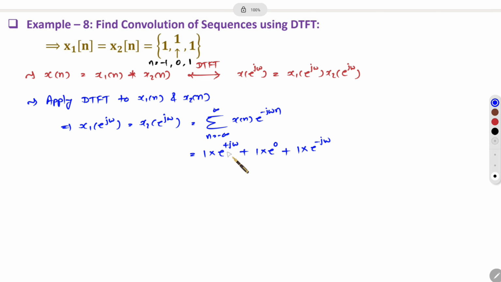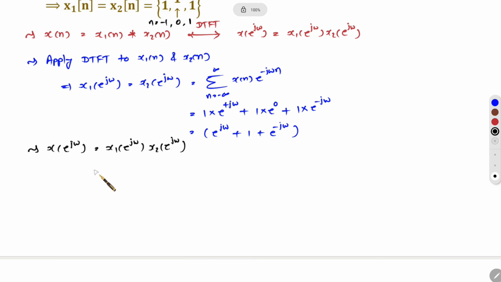Now here what I'll do is I'll simplify this. So we have e to the power j omega plus 1 plus e to the power minus j omega, right, with x1 of e to the power j omega and with x2 of e to the power j omega. So now what we can do is we can multiply these with each other to get x of e to the power j omega. So here x1 and x2 are both equal. So x1 is e to the power j omega plus 1 plus e to the power minus j omega, and x2 is also e to the power j omega plus 1 plus e to the power minus j omega.